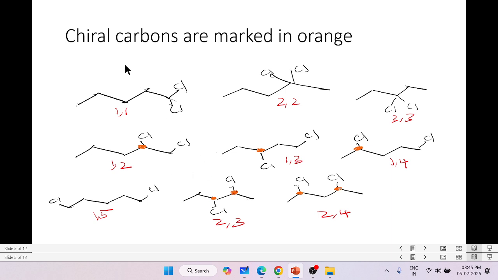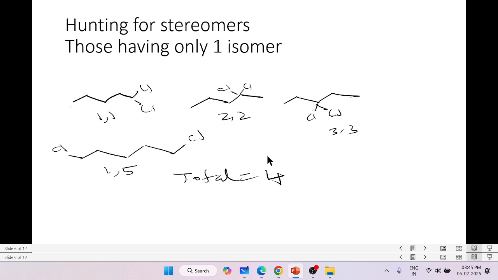In these structures I have marked the chiral carbons in orange. You can see that the 1,1, 2,2, 3,3 and the 1,5 don't have any chiral carbons, whereas the 1,2 has a single chiral carbon, so also 1,3 and 1,4, and the 2,3 and 2,4 have two chiral carbons each. Now we will look at the number of stereoisomers for each of the cases.